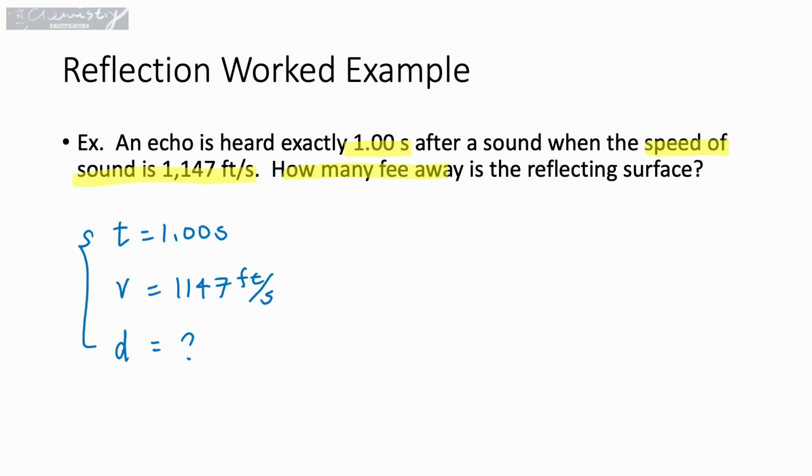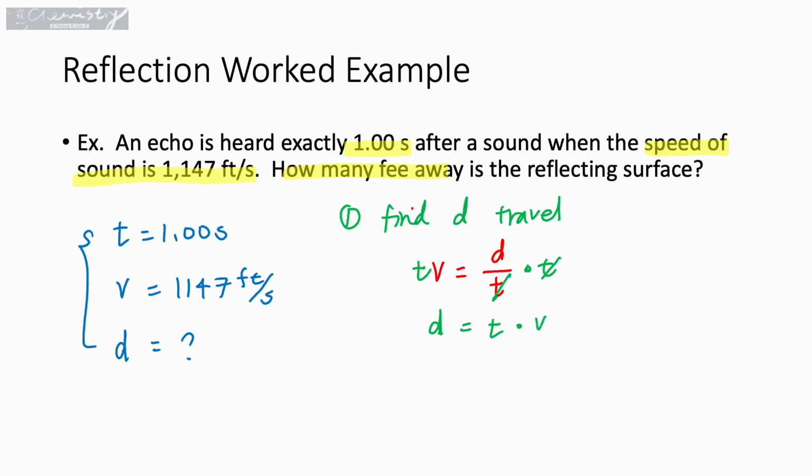So from here, again, we are going to use the equation for the velocity. We are going to first start by finding the distance traveled. So find d travel. We can do this by knowing that v, velocity, equals distance divided by time. Because we're looking for d, we're going to multiply both sides by t, so that way we can get d by itself. So it's going to be d equals t times v. And then we're going to plug in the numbers, so it's 1.00 seconds multiplied by 1147 feet per second.